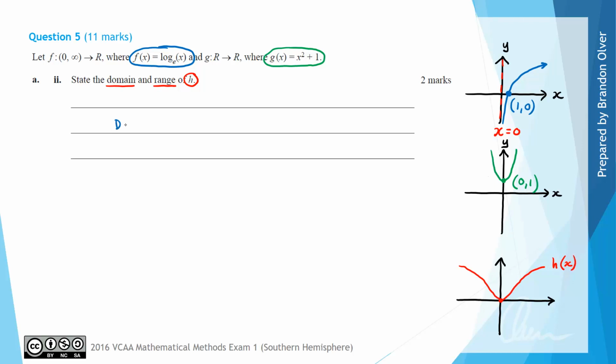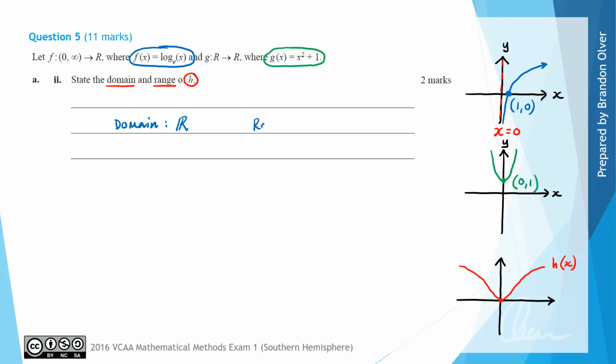So with that in mind, we can see that the domain is going to be dependent on the inner function x squared plus 1, and that gives all real numbers as being the domain of h of x. And we can see that from our sketch in red.